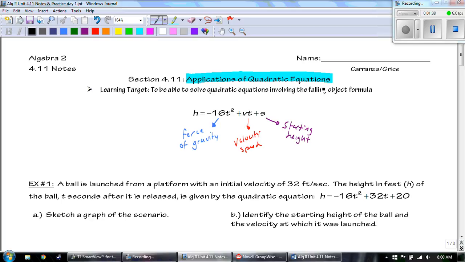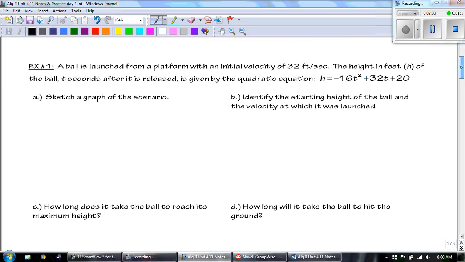And then the other things that you see: the h equals the height, and the t is time. And normally when we're talking about time, we're talking about seconds. So when we're doing these equations, those are the 3 things we got to look for. We got to look at the force of gravity, the velocity, the speed, and then the starting height. So let's go ahead and look at example number 1.